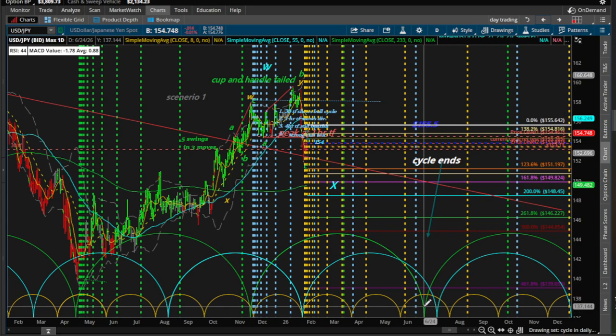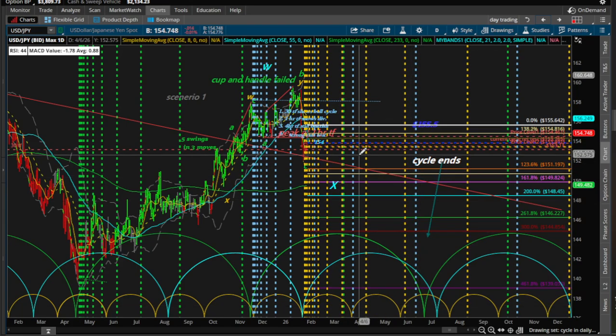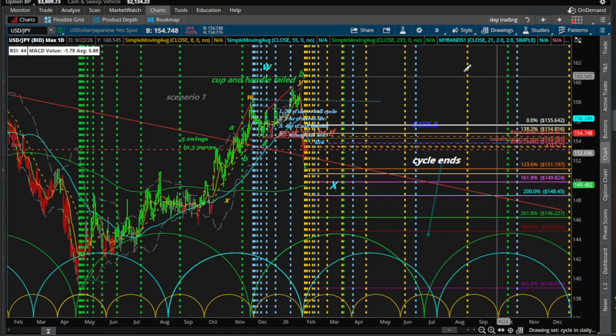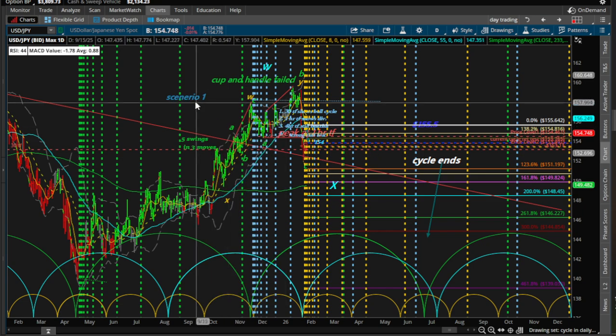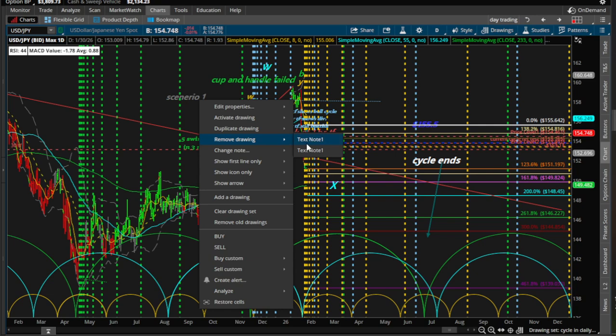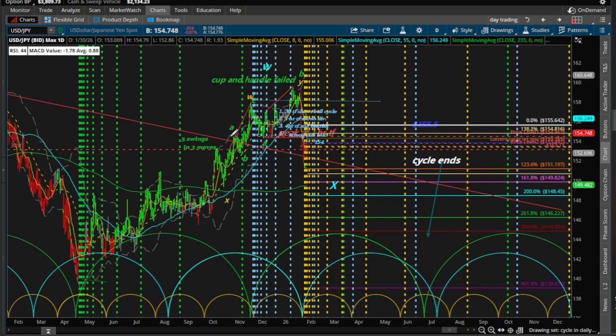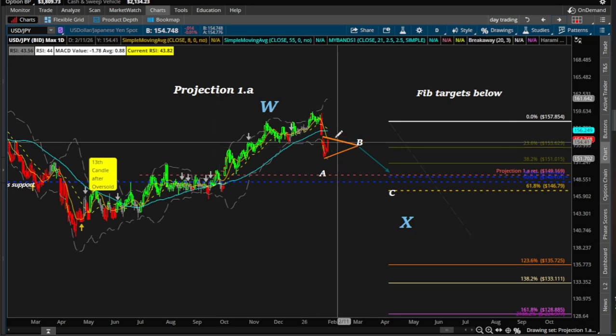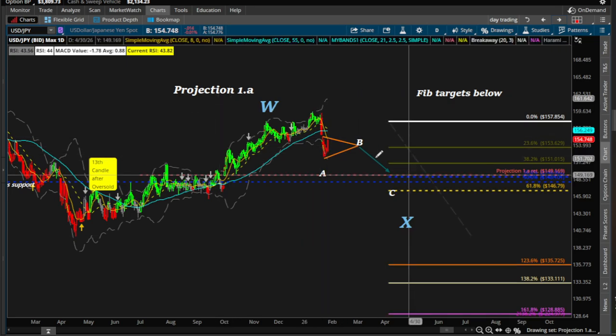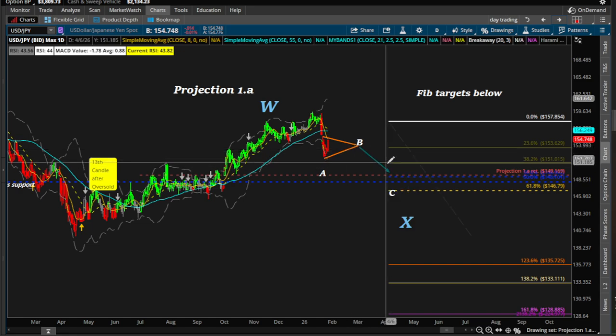So, looking for whatever move, either it's from the downside or the upside, it's going to be somewhere, I think, end of June, beginning of July. So with that being said, I'm going to remove that. Let's look at two projections that I have. This one is the first one, and this is the downward trend projection.